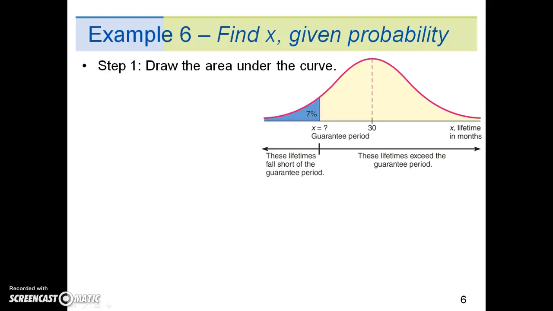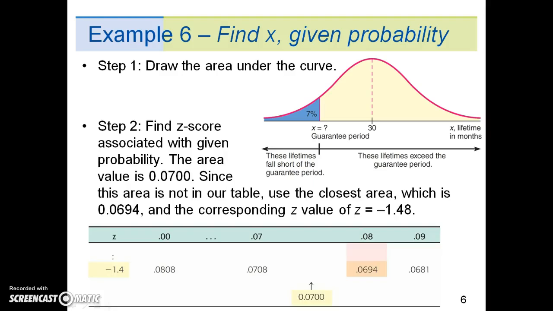As you can see in the drawing, the 7%, what's in blue, these lifetimes fall short of the guarantee period because the company is willing to give up 7%. Anything greater than that, these lifetimes exceed the guarantee period. Step 2, find the z-score associated with given probability. The area value is 0.0700. Since this area is not in our table, we'll use the closest area, which is 0.0694, and the corresponding z-value of z equals negative 1.48.